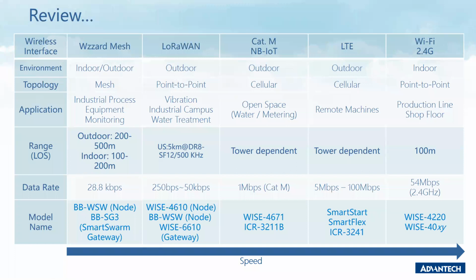Okay, all right, so review. Not going to go through this all over again, but you know that we covered Wizard Mesh, Advantech proprietary mesh. We covered LoRaWAN, long range point-to-point, 900 megahertz. We covered narrowband and Cat-M, which are LTE-based, either sensor networking or network appliance in the case of the higher speed LTE, and then Wi-Fi.